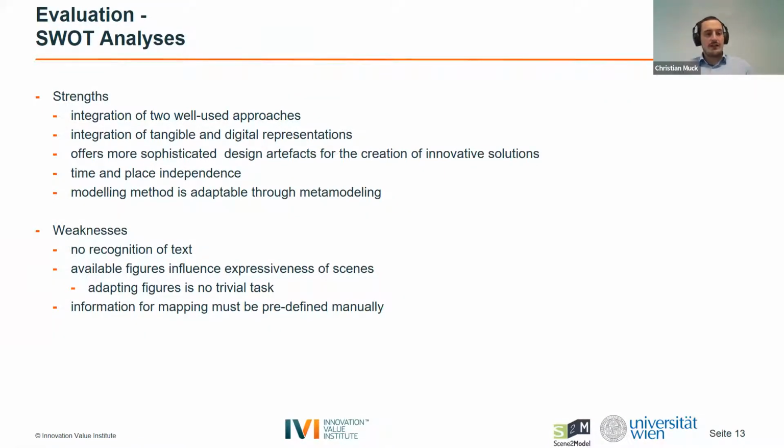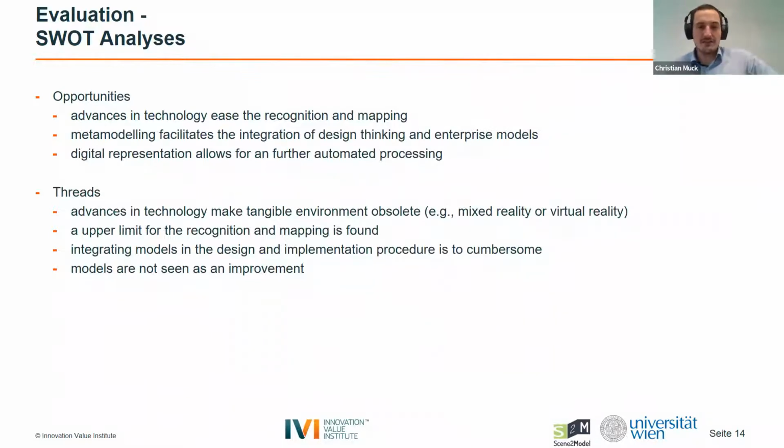Some weaknesses that we have at the proof of concept are that we cannot recognize text, and many design thinking approaches are based on post-its with text. Also, the available paper figures influence what you can express within the story. So it should fit the domain that you apply it to, and of course you have to adapt it beforehand at the moment. And some threats are that people do not recognize the value of the models. They just say, okay, I take a picture and this is sufficient. Or maybe some day this mixed reality, virtual reality environment gets so good that you don't need these tangible parts anymore.